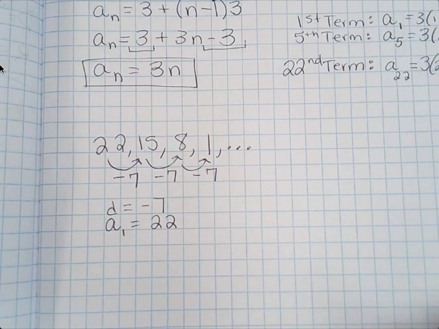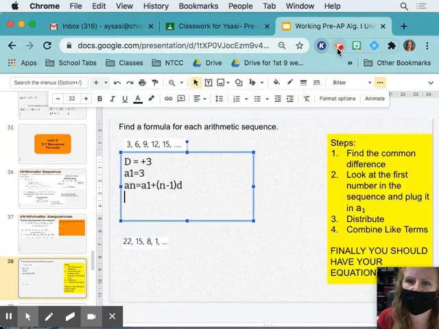So I want you to try to find your explicit formula by plugging it in, just like we did in that previous problem. I'm going to give you a minute.